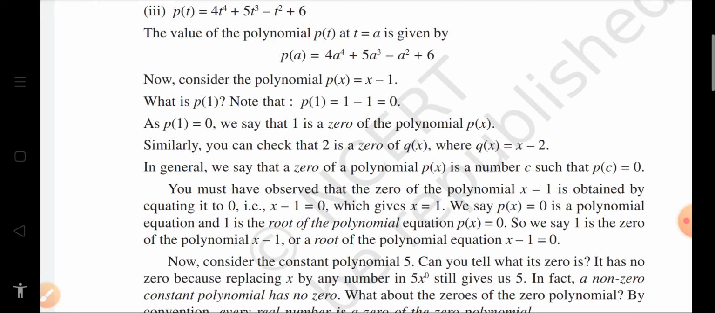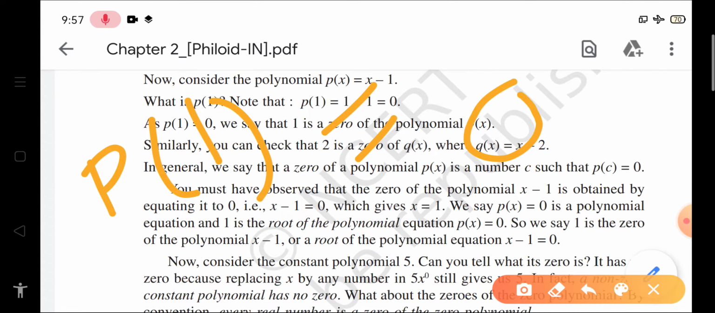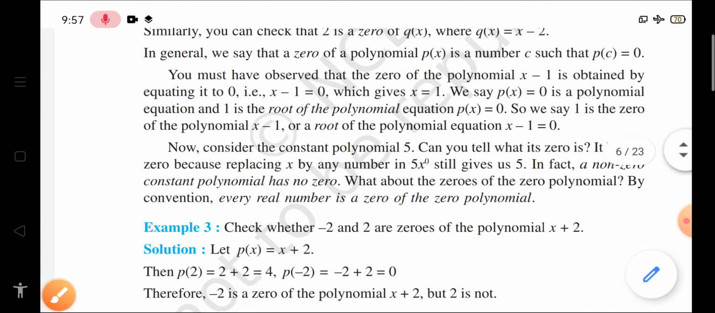Suppose that any value of the polynomial becomes 0. As in the previous questions you have seen, some values will be found out, but if any value is equal to 0, then that value is called the zero of the polynomial. It means that value is called the zero of the polynomial.